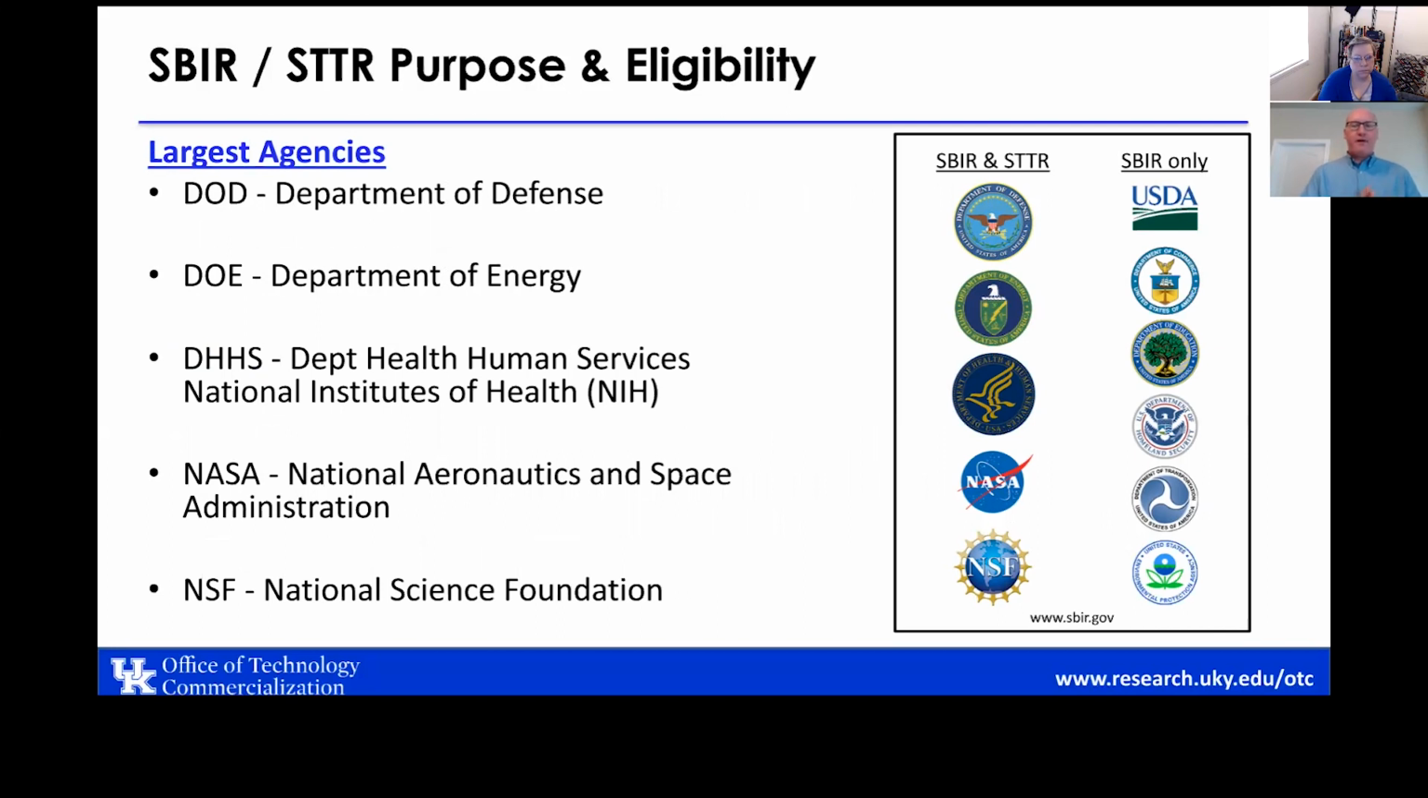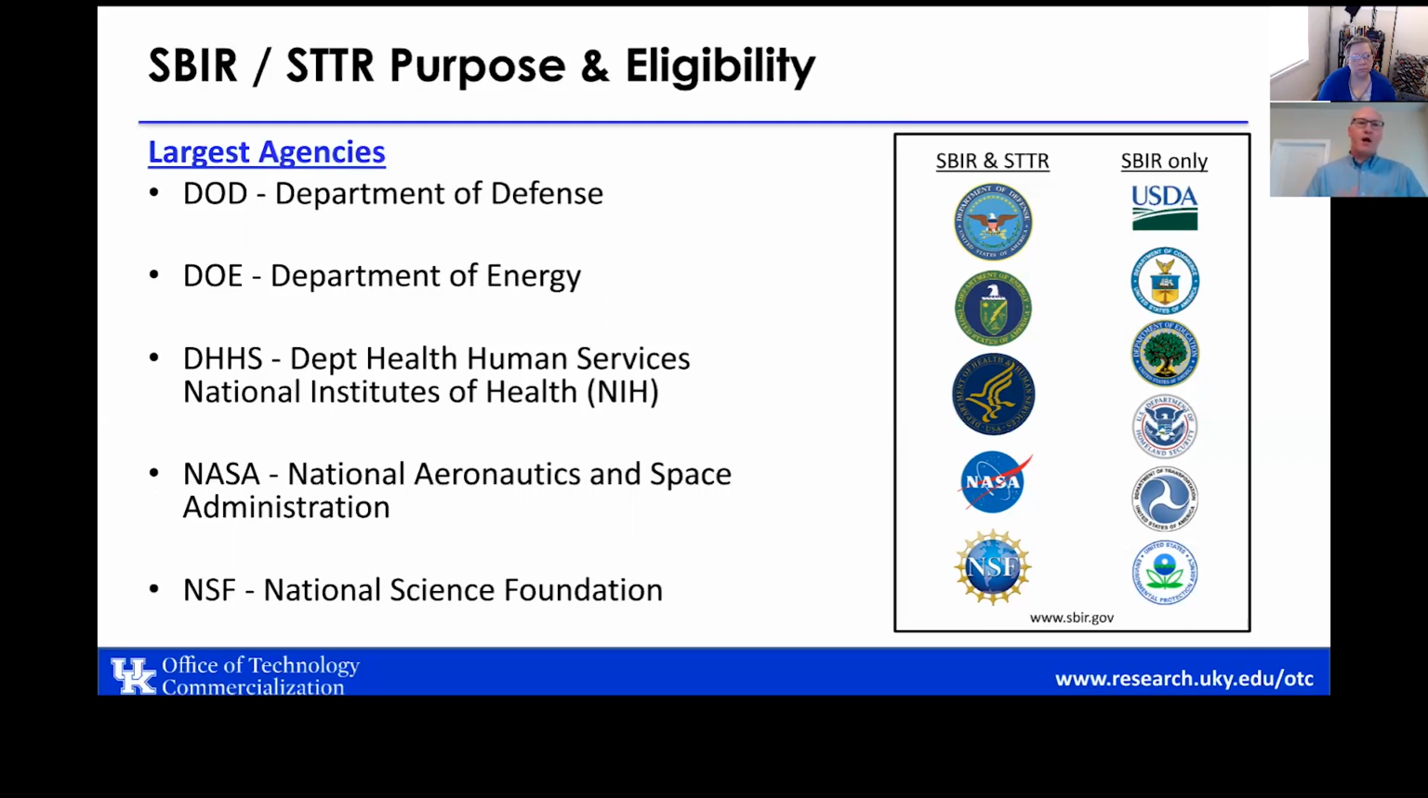There are 11 federal agencies that participate in the SBIR program. Five of those agencies, the largest five, participate in both SBIR and STTR. Those are the Department of Defense, Department of Energy, NIH or Health and Human Services, NASA, and the National Science Foundation. Those are the largest by far of the federal agencies. The other six agencies participate only in the SBIR program. But again, all 11 agencies are participating in this program at some level.